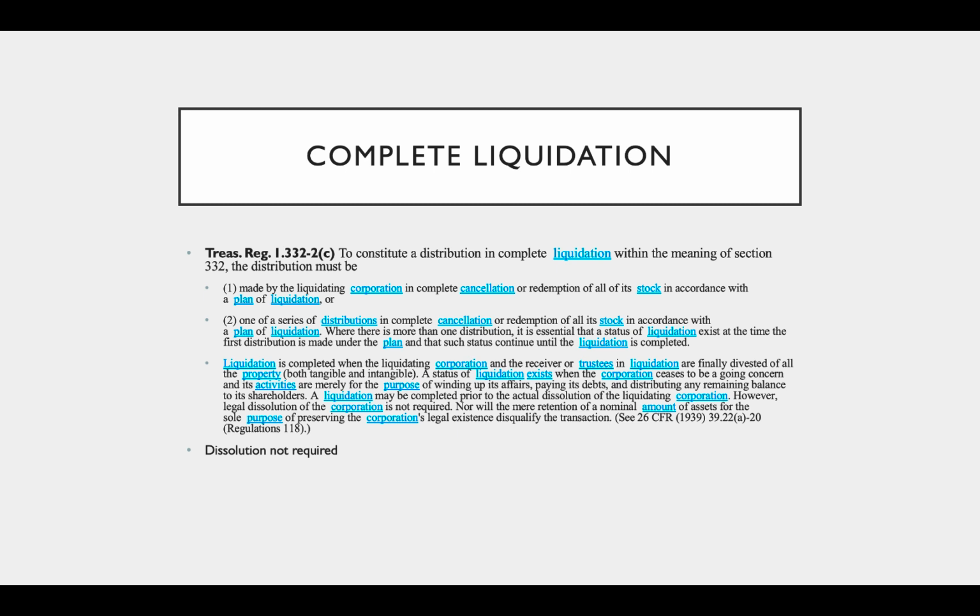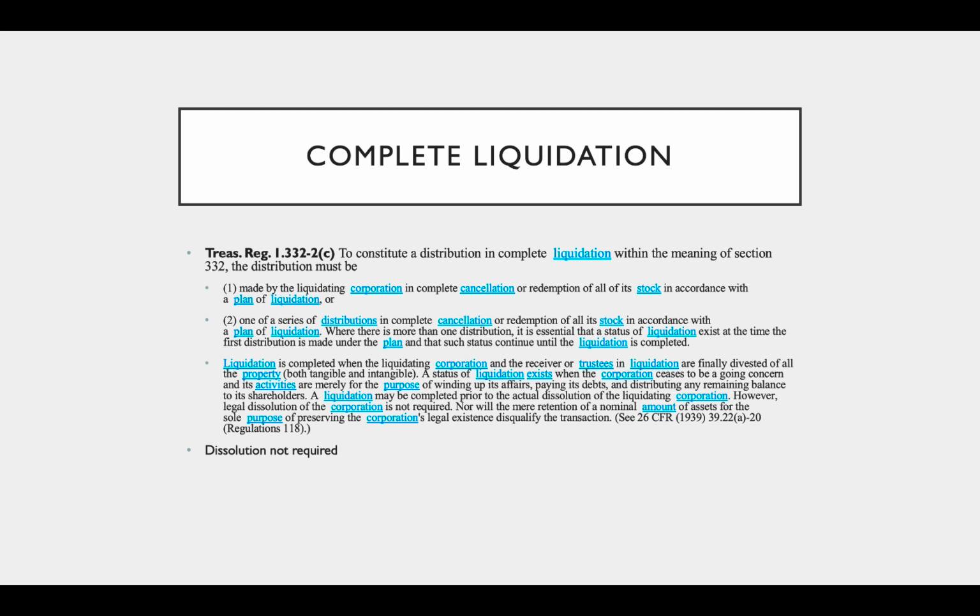Okay, so in 1, it says this distribution is a complete liquidation and cancellation of all the stock. Provision 2 provides that sometimes we can't make all of those distributions at once. We can have a series of distributions, and that is okay. That still qualifies under 332 as a plan of complete liquidation, so long as each distribution is part of a plan from distribution 1 through the last one. They're all part of the same coordinated plan of liquidation.